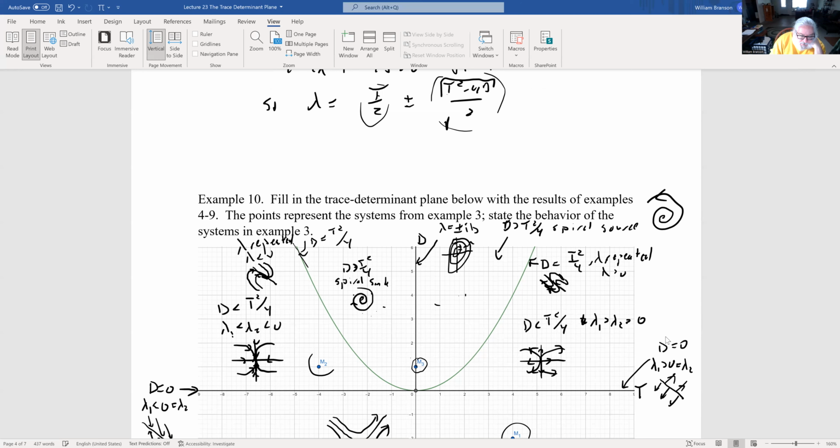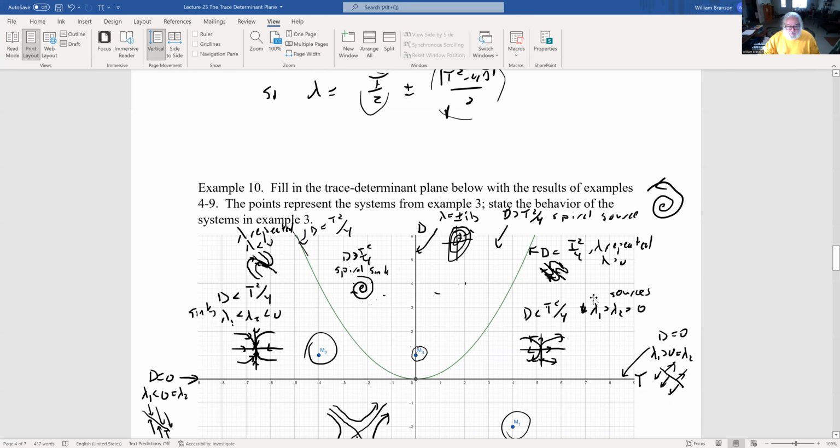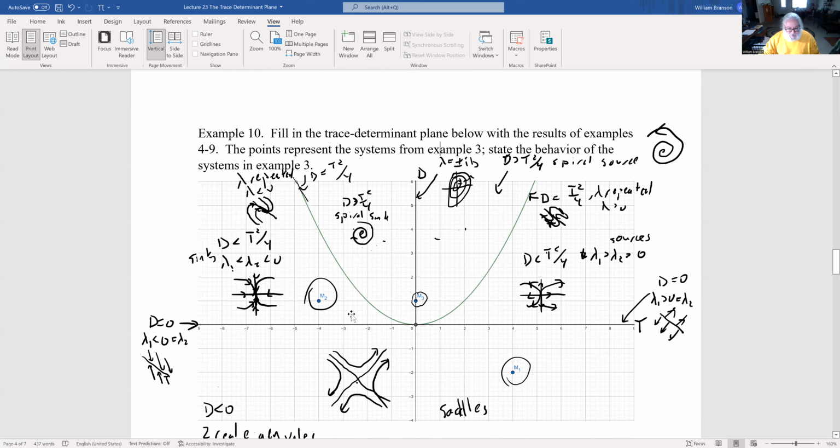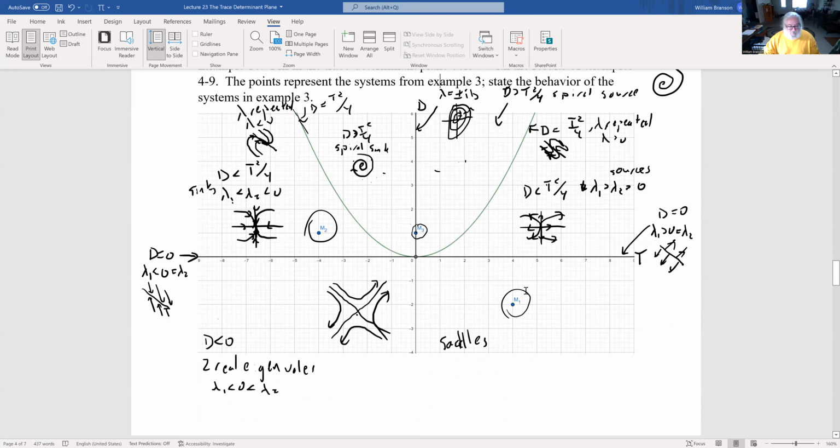And so we know that our system M2 from the previous example, just because we plotted it on the plane and we know that it's below the green parabola, is going to be a sink. Right? So these are sinks and these are sources. Great. So there's our picture of the trace-determinant plane, and if you just know the trace and the determinant, you can classify what kind of behavior the system has.